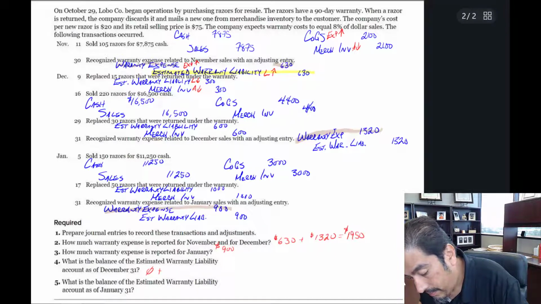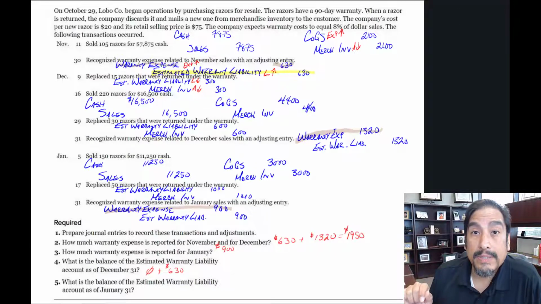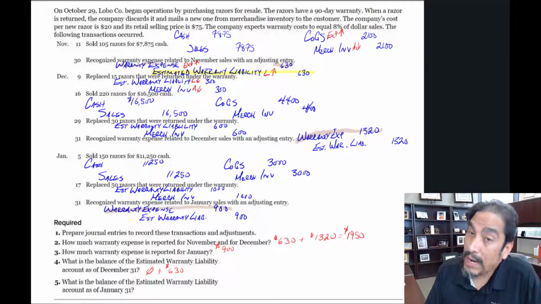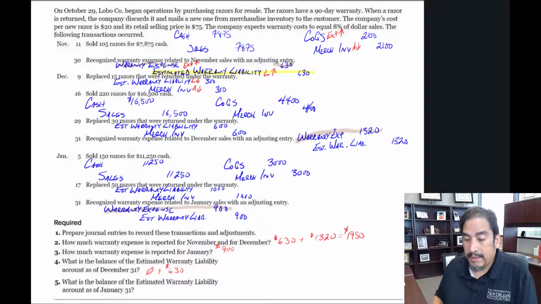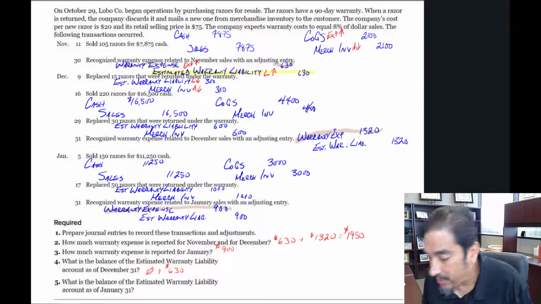Now, keep in mind, credits increase this account. So whenever we credit it, that's a positive number. Debits decrease this account. So whenever we debit this account, I'm going to write it as a negative number because we're starting with the beginning balance, and we're going to add the additions, and we're going to subtract the subtractions, and that's going to get us to the ending balance. So this is a plus 630 because it's a credit. This is where we're funding the account or increasing the account at the end of every month.